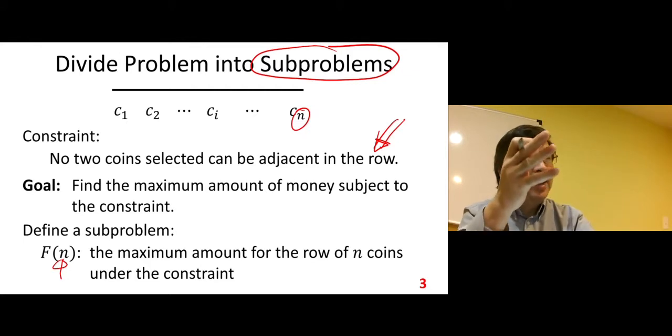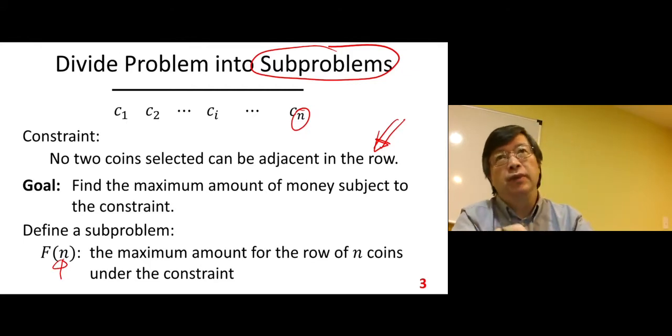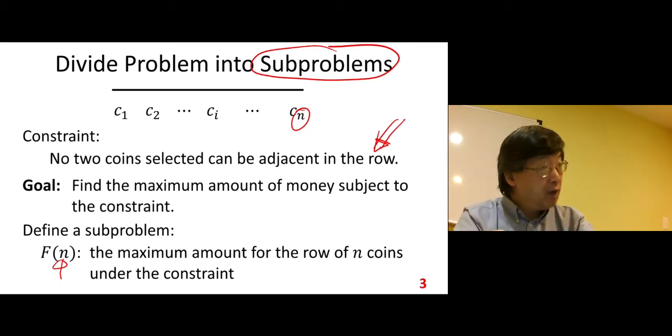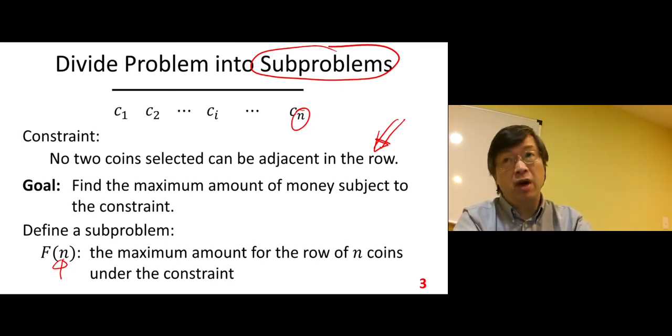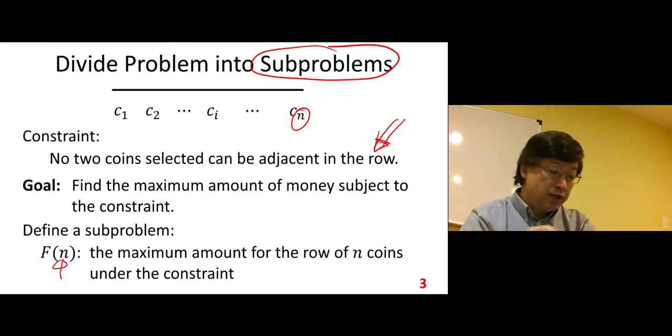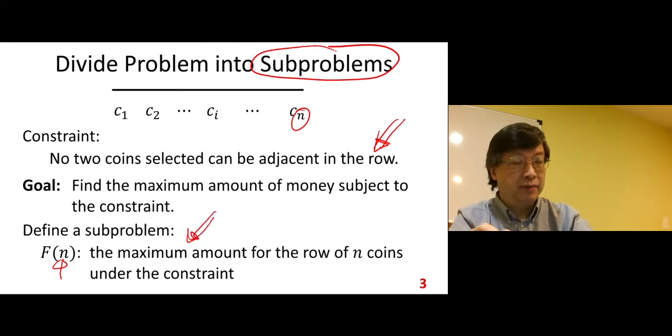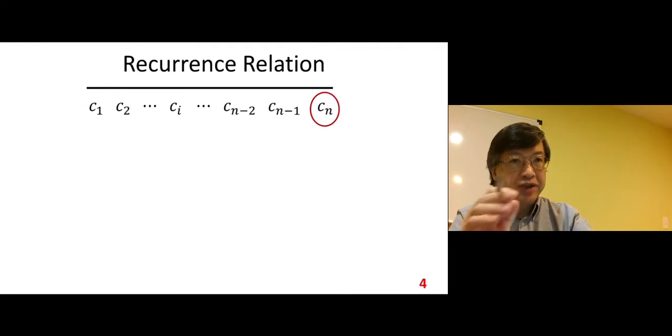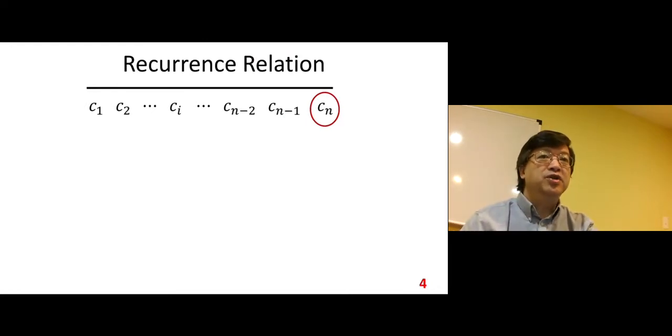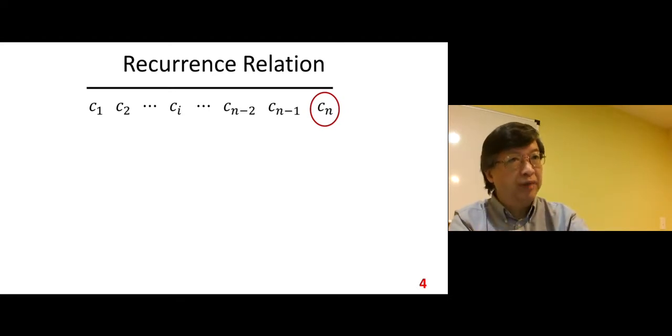That's it. The straightforward way to define the subproblem. Sometimes we can use the straightforward way to define. Sometimes it is hard to define a subproblem, but sometimes very easy, just the straightforward way. So here it is easy, straightforward way to define subproblem. Next, recurrence relation. We want to consider the relationship between two adjacent subproblems.